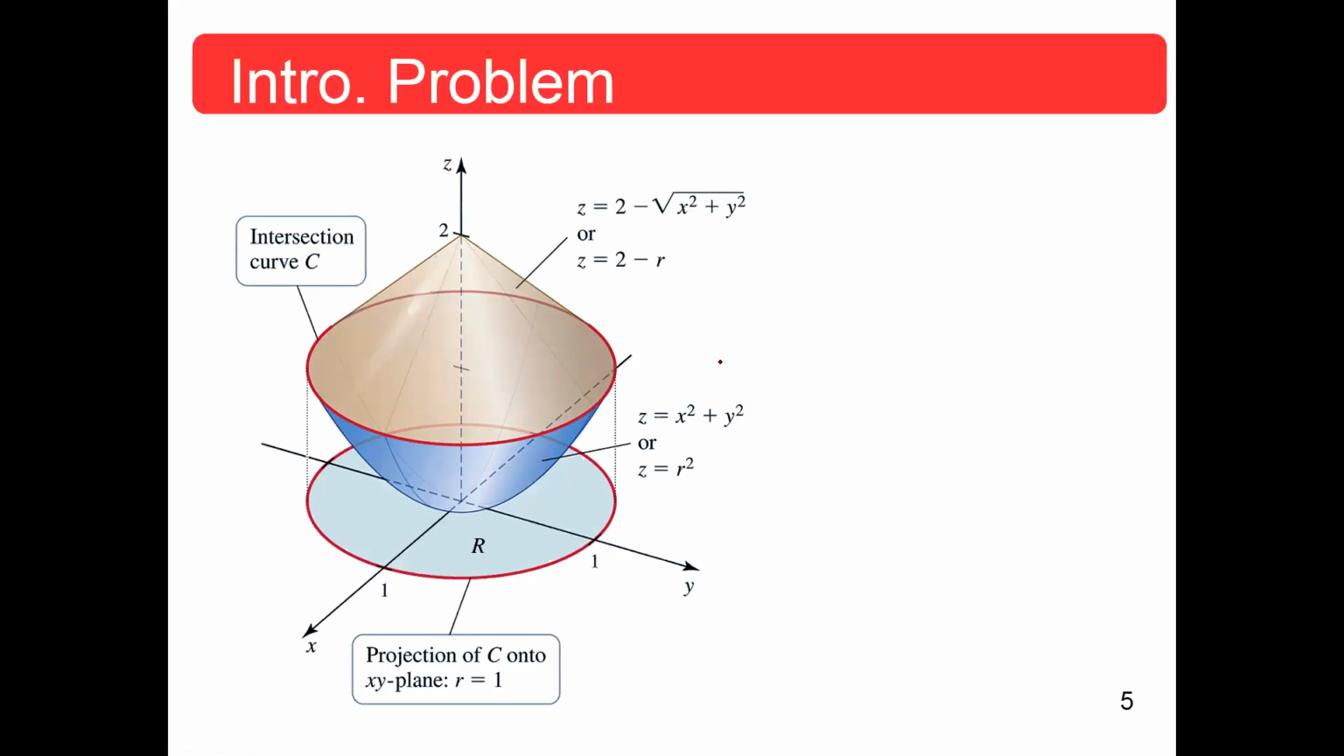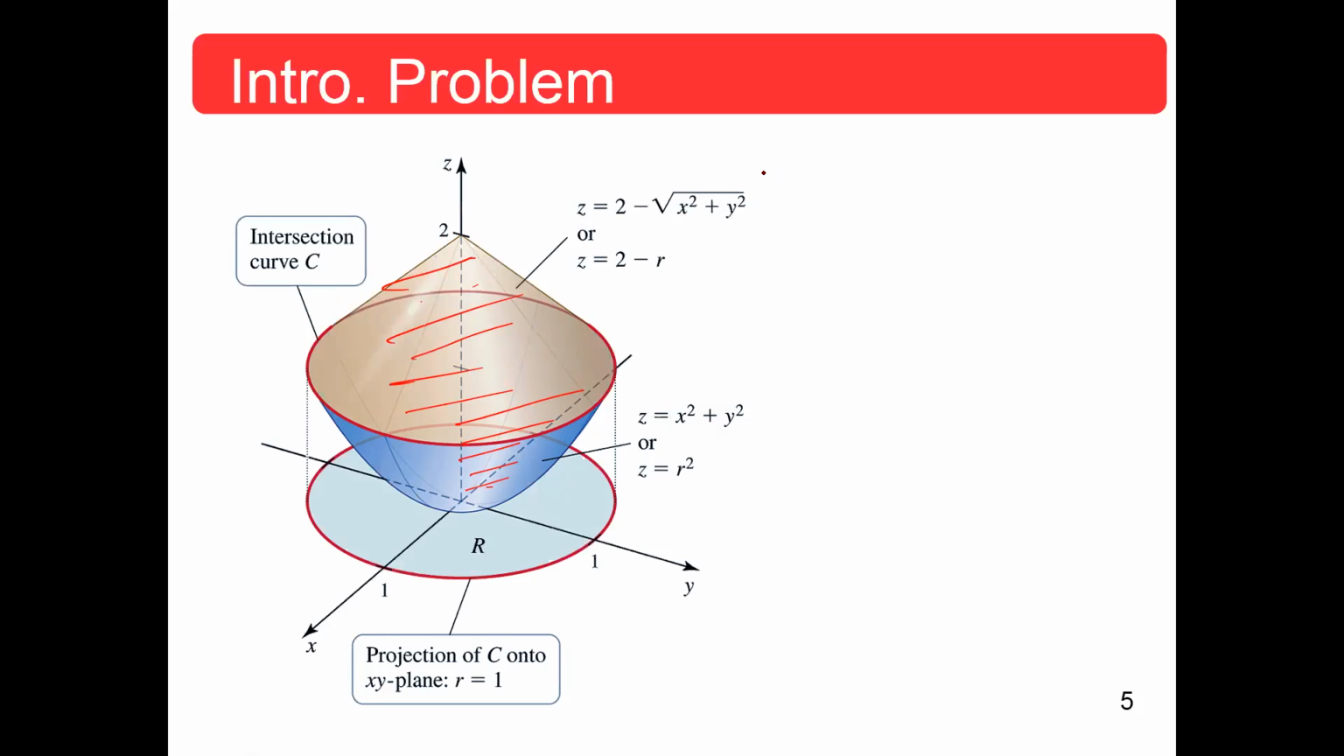Apparently there are two surfaces. This is the top surface, and the bottom surface is like a bowl. So we have a bowl at the bottom, and we have a cover on top. In between, we have the solid here. You see that, right? So you can try to calculate the volume of the solid in between these two surfaces.